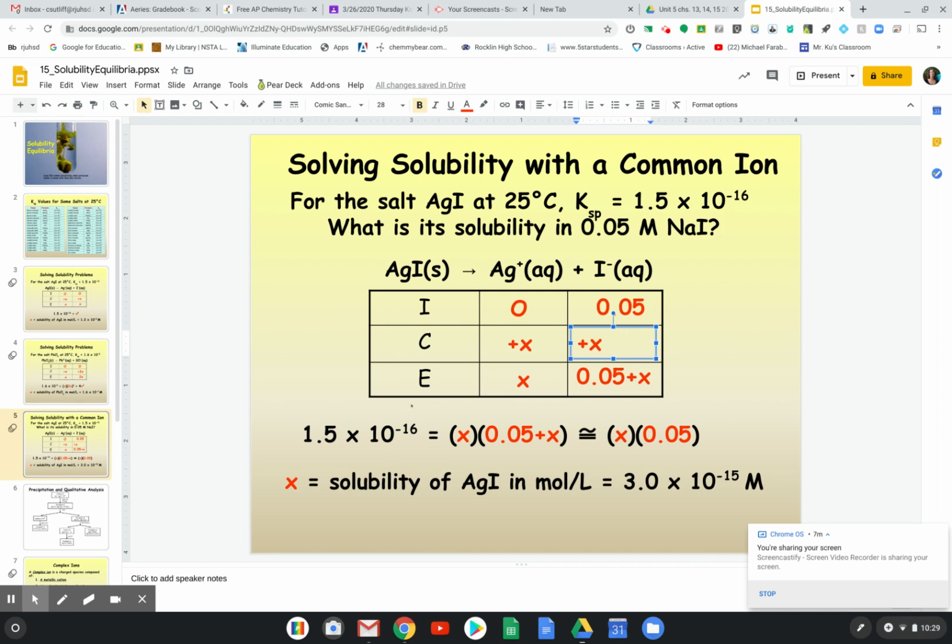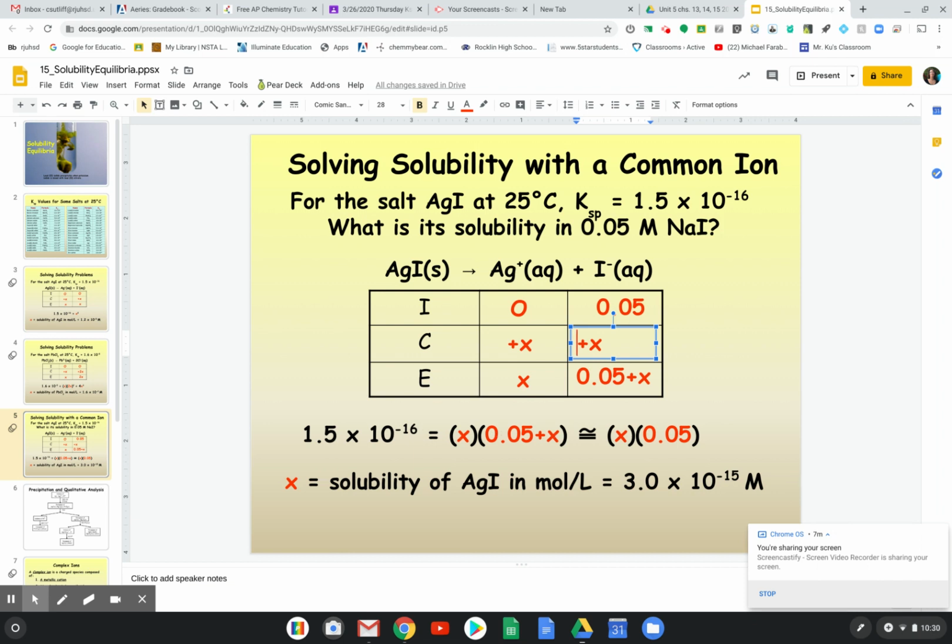And then at equilibrium, once again, I just showed the numbers. You needed to write what the expression is by itself. So you should write Ksp equals the concentration of silver in brackets times the concentration of iodide in brackets. Then underneath, I have the numbers. The Ksp value is 1.5 times 10 to the minus 16. I have x for silver and 0.05 plus x.